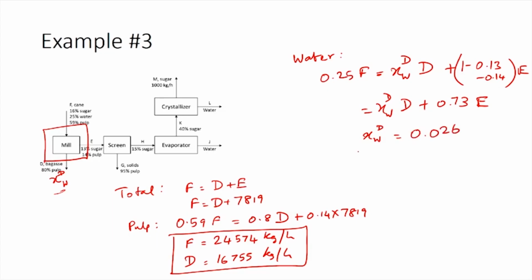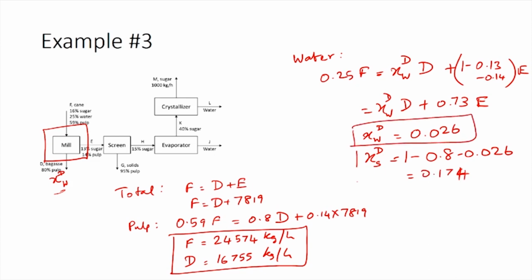Now that we know the values of F, D and E, we can calculate XWD as 0.026, which means the mass fraction of sugar leaving through the stream D would be 1 minus 0.8 minus 0.026, giving you a value of 0.174. So, this gives you the composition of the stream D also. The stream D, which is the bagasse stream, contains 80% pulp, 17.4% sugar and 2.6% water. So, with that we have calculated all the flow rates and compositions of the streams.